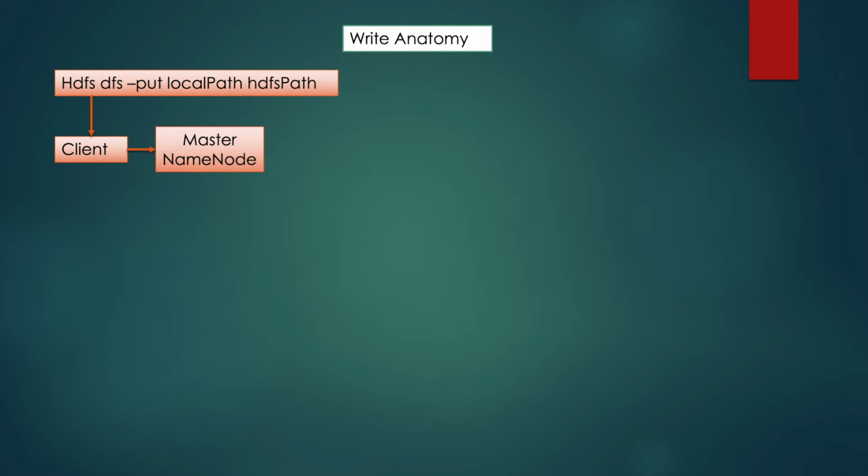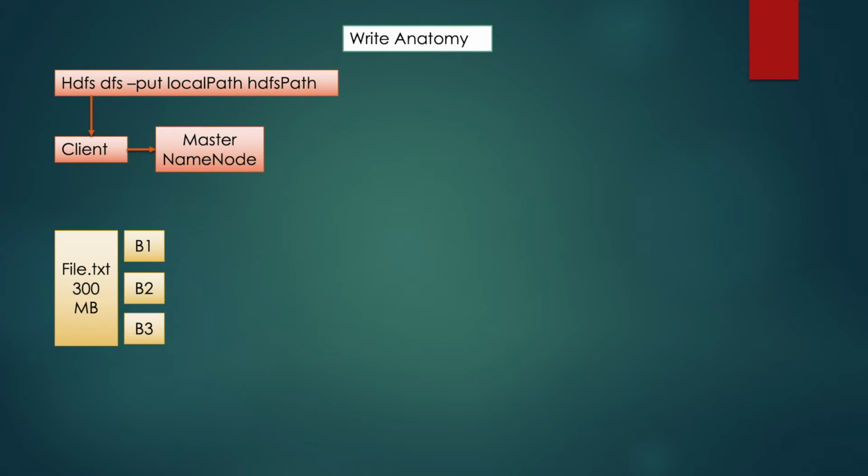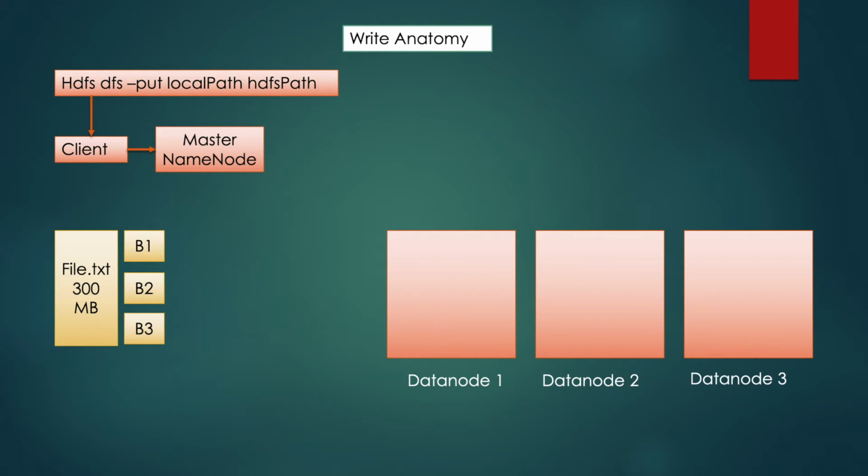And now assume that we are copying a file of 300 MB size. Let that file be file.txt. What Hadoop does is it will divide the file into 128 MB blocks. So this file will be divided into three blocks. One block will be of 128 MB, B1, and the other block will be of 128 MB, B2, and the remaining 44 MB will be in B3. And let us assume that we have three data nodes 1, 2 and 3 selected from our cluster. Our cluster is big and it has multiple nodes.